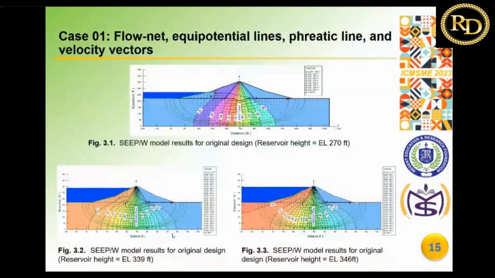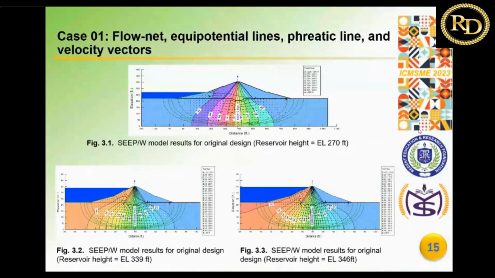These are the simulated results. This is the result for case 1. This is the result when the reservoir height was at 270 feet. And likewise, this is at 339 feet and 346 feet. Here we can see the flow net, the equipotential lines, and the phreatic line.